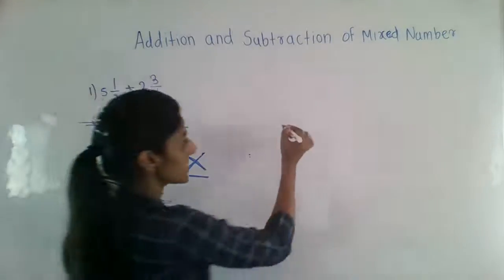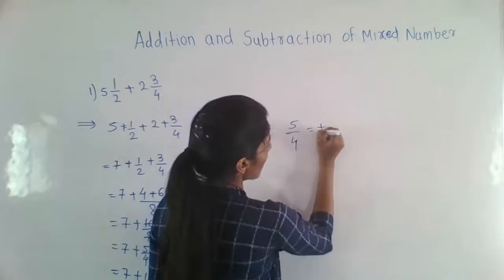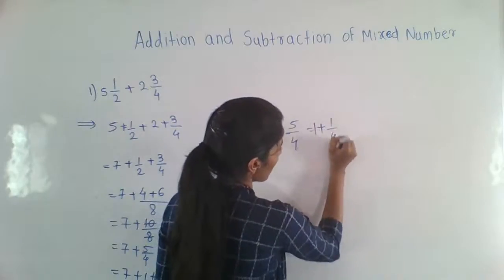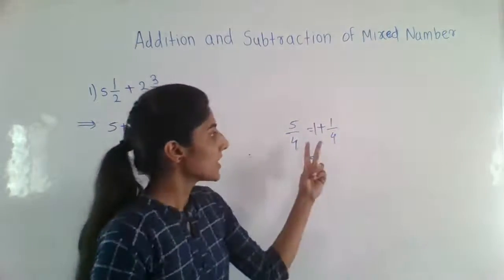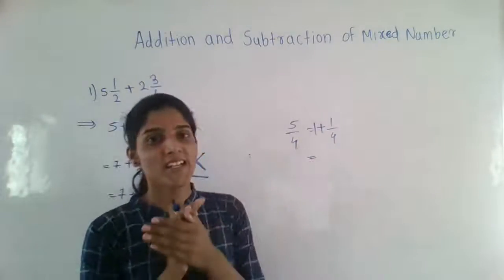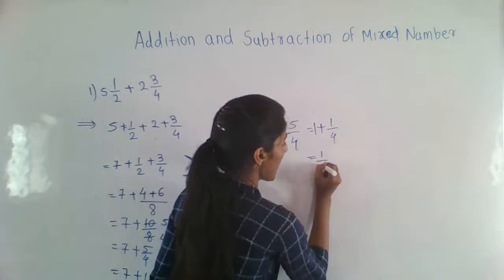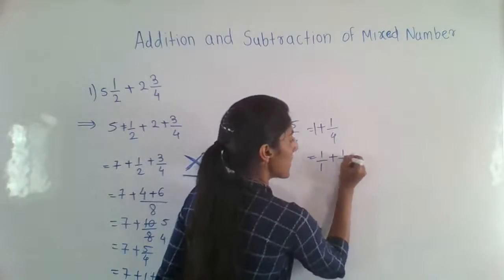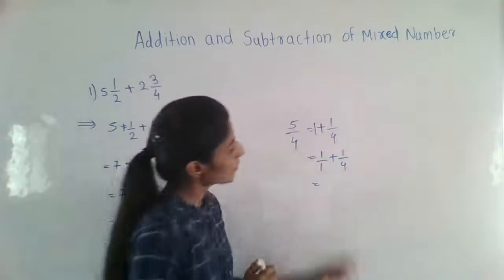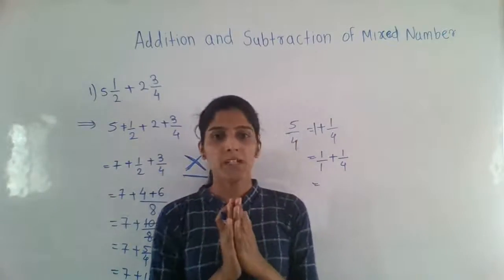Okay. You can see here 5 by 4 we can write it as 1 plus 1 by 4. Here we have to add these two numbers. Denominator of 1 is absent, then take it as 1, that is 1 by 1 plus 1 by 4. Okay, now we know that when we have to add two fractions, simply cross multiply.